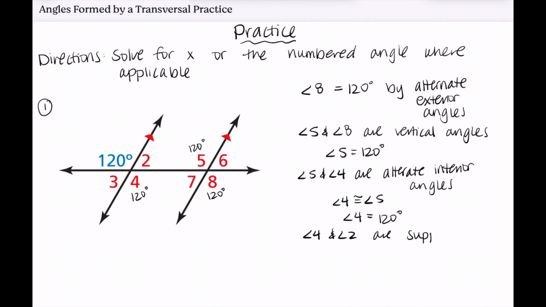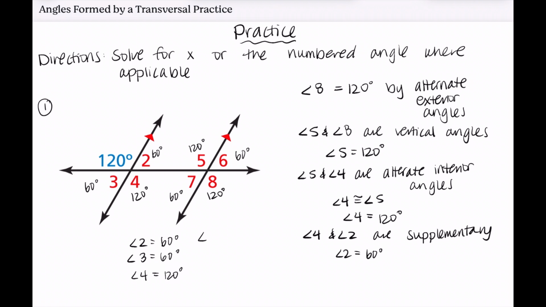And now we can get into solving for angle 2. Angle 4 and angle 2 form a straight line, so those two will be supplementary. And what we can do is solve for angle 2. And once we do that, all of the other missing angles will be that angle measure. So supplementary means that they add to 180. If we know that angle 4 is 120, then 180 minus 120 gives us 60. So all of those missing angles are 60 degrees.